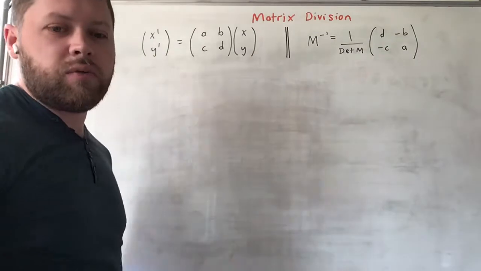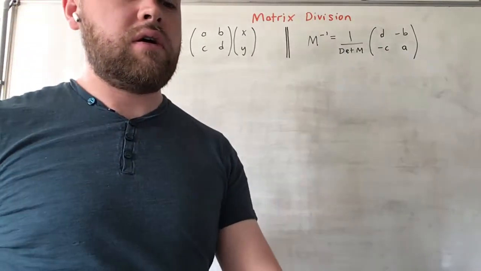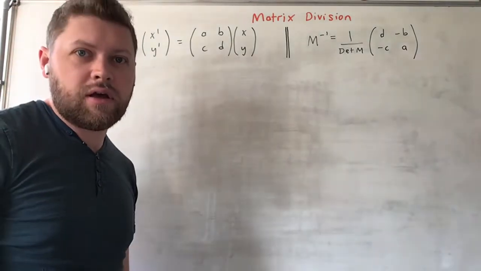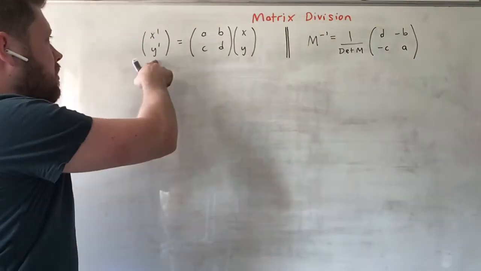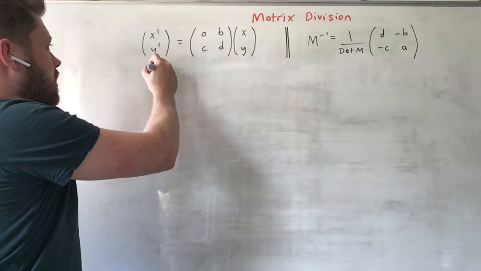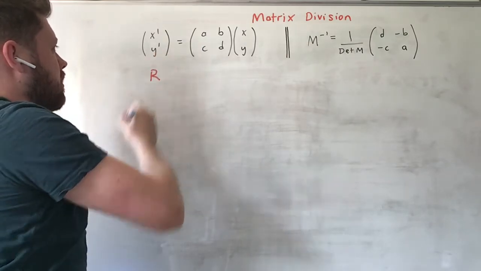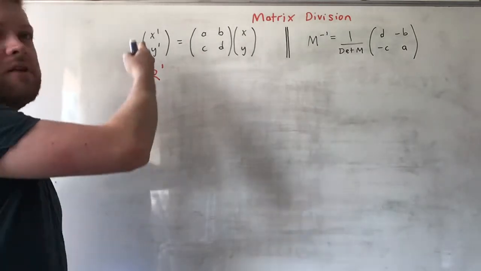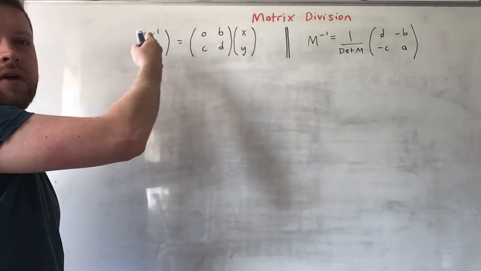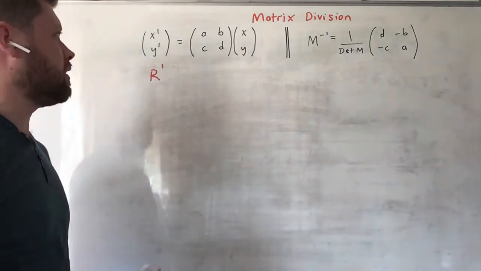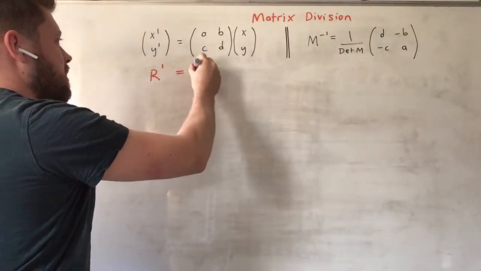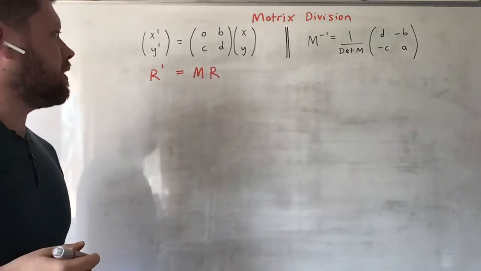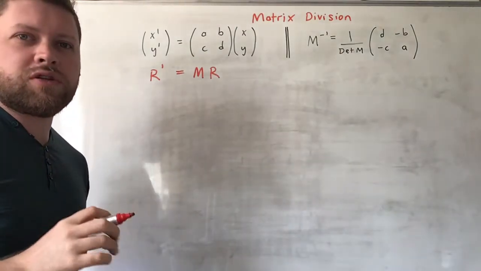If we take our matrix notation here, we can summarize this matrix equation in an even more compact manner. If we call this vector R dash, we're just giving this vector, this matrix, a name, R dash. We're saying that it's some matrix M times the original R. That's just a way of writing the matrix equation in more compact form.